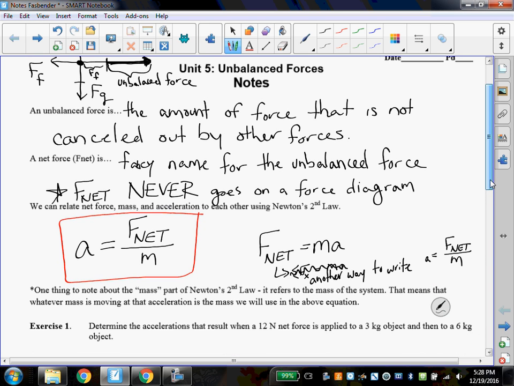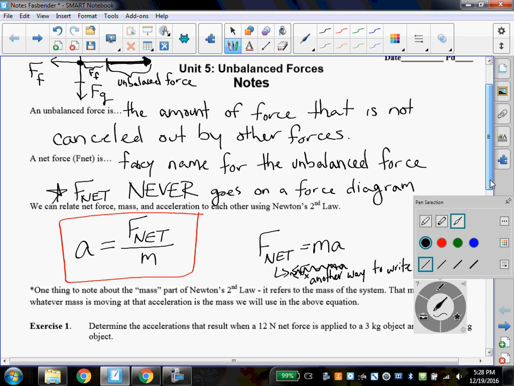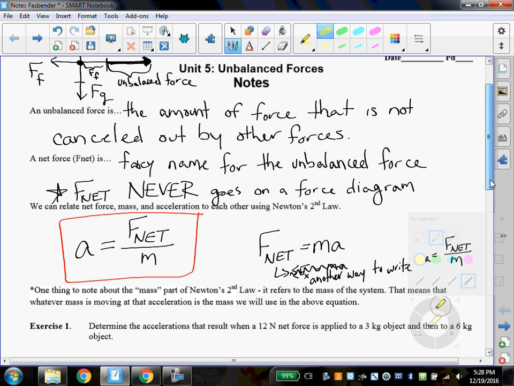Now before we end this lecture, there's one last thing that I would like to note. The mass part of F net equals m a really refers to the mass of the system. So we're talking about anything that is moving at the same acceleration. As long as things are tied together and they are forced to move at the same acceleration, then we need to count all of that mass as the m in our F net equals m a.